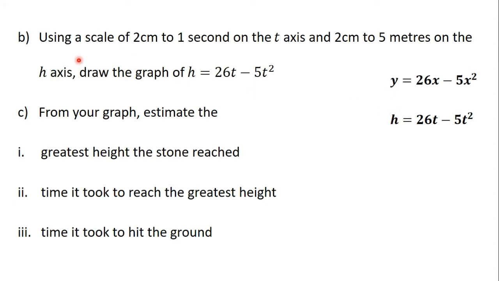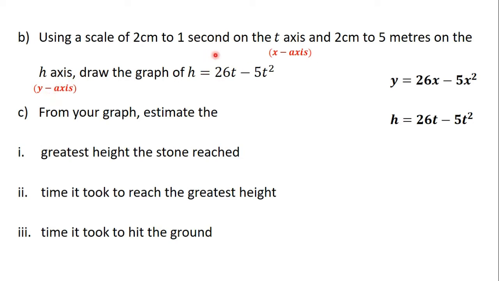So the question says that we should draw the graph of the relation h is equal to 26t minus 5t squared using a scale of 2 centimeters to 1 second on the t-axis, which is the x-axis that we normally use, and 2 centimeters to 5 meters on the h-axis, which is the y-axis that we normally use. So the t-axis will be the x-axis and the h-axis will be the y-axis.